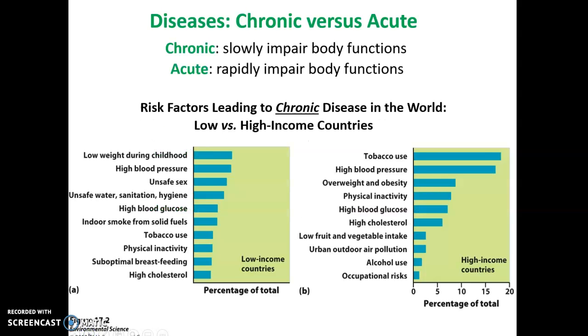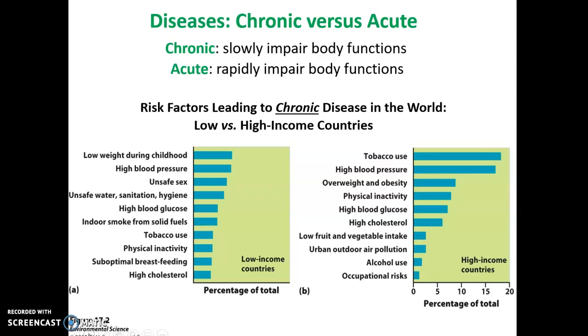Next, we're going to look at chronic versus acute diseases. Excuse me, we already did that. Next, we're going to look at risk factors leading to chronic diseases, those which slowly impair the body functions. And we'll look at those in low-income and high-income countries. Let's start with the diagram on the right, which is high-income countries. And the total percentages here are going to add up to 100%. So we can't compare the numbers directly with the low-income countries.